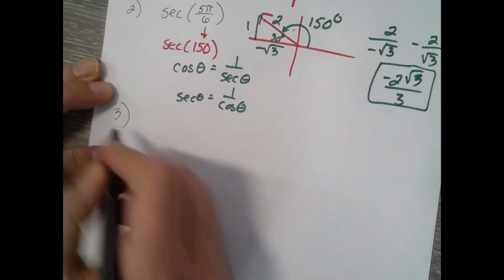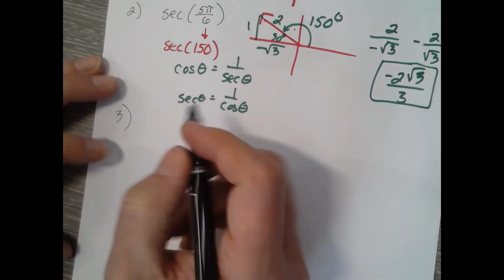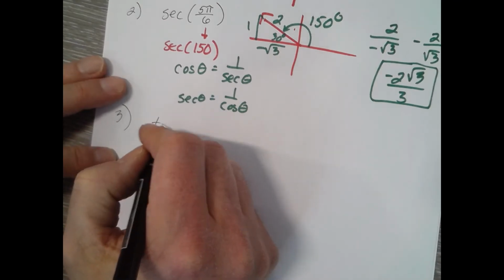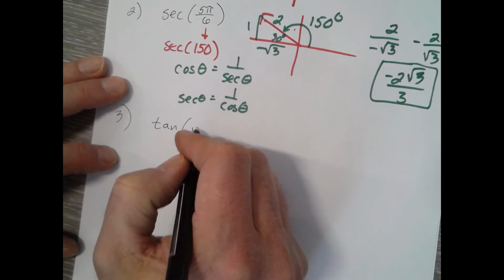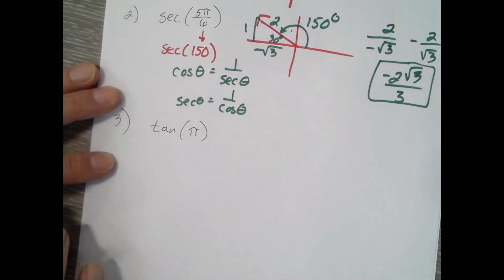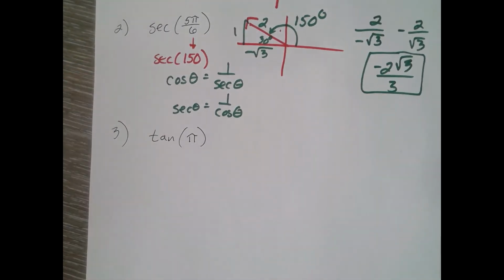Number 3, let's find the tangent of pi. So this one's a little different. Anybody, raise your hand, I won't call on you, but how many think they got the right answer? All right, so less than we had before. The answer is 0.